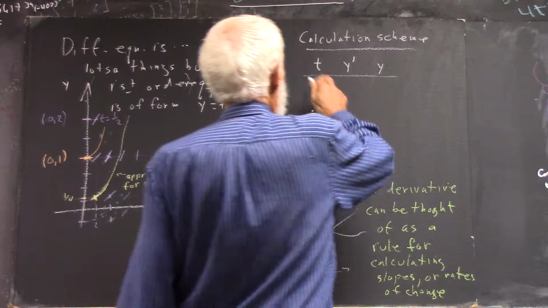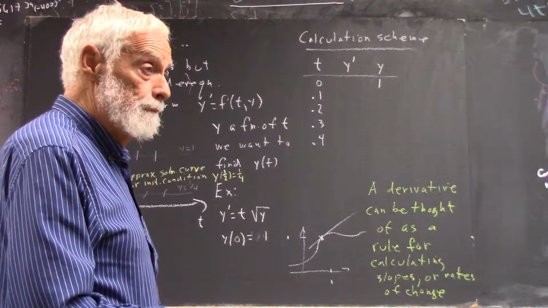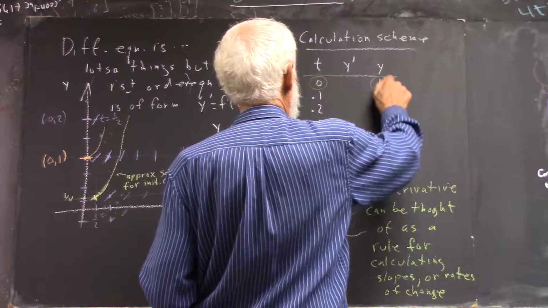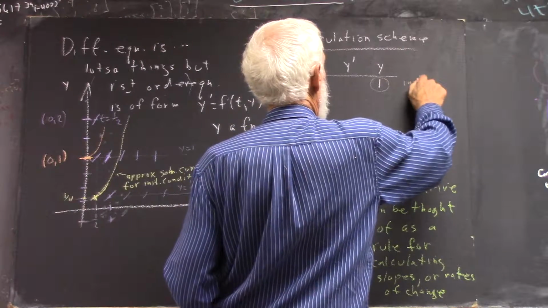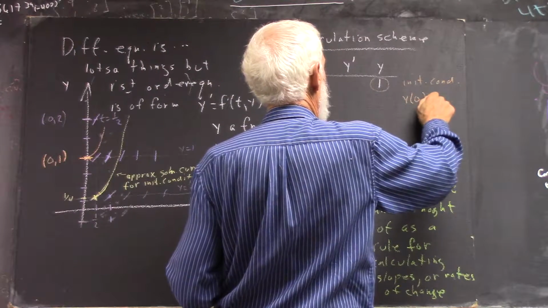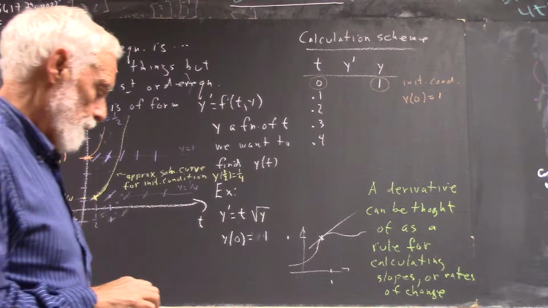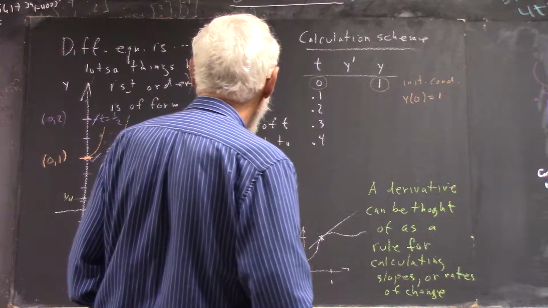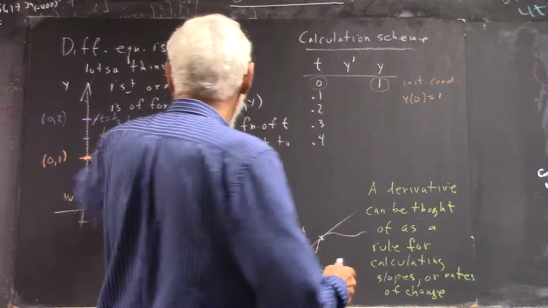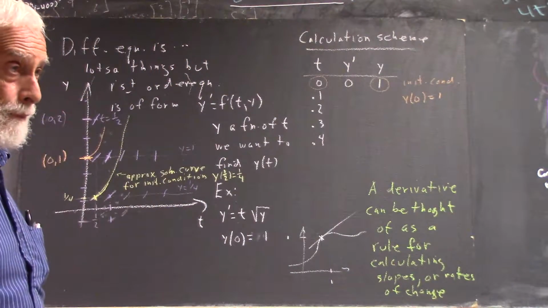So, when t is 0, y is 1. That's our initial condition. So here's our initial condition. I'll just put a circle around this and indicate that the initial condition is y of 0 equals 1. And now we can calculate y prime. And we know from what we've already seen that that's 0.